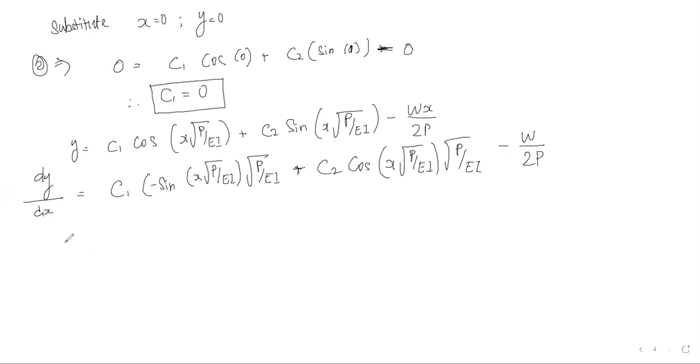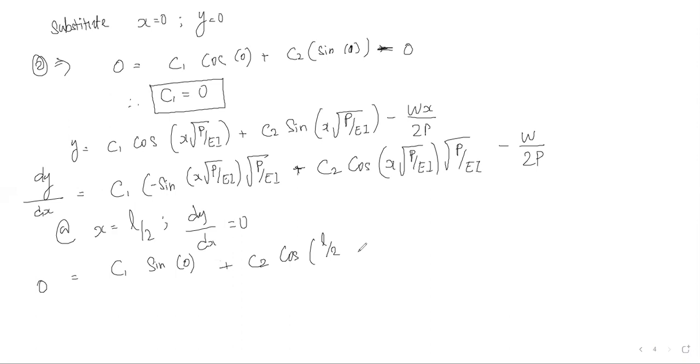Next, what should I have to do? Substitute the other boundary condition. At x is equal to L by 2, dy by dx is equal to 0. Now I have to substitute this. So 0 is equal to c1 into sin 0, the entire term becomes 0, and already the value of c1 is also 0. So plus c2 into cos at x is equal to L by 2. c1 value is 0, so the entire term becomes 0. c2 into cos L by 2 into root under P by EI into root under P by EI is equal to minus w by 2P.